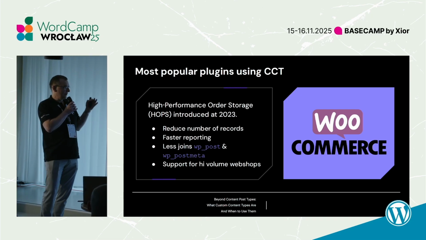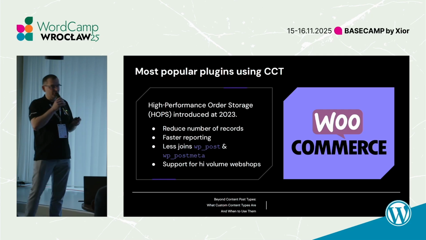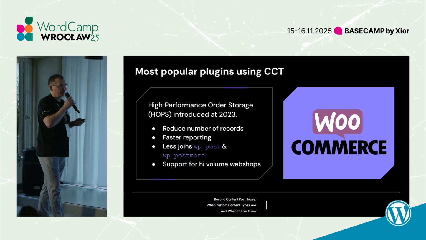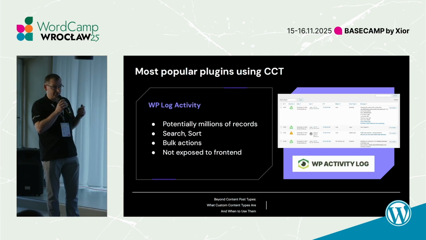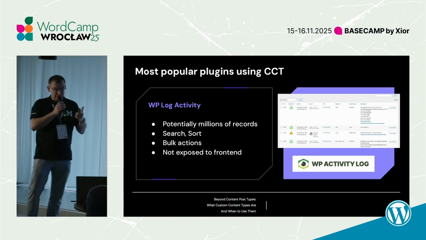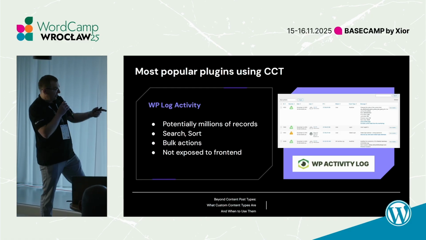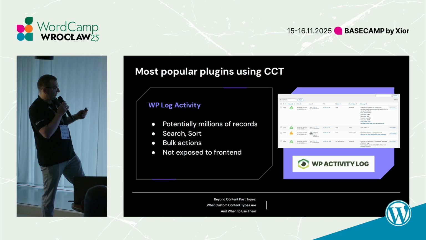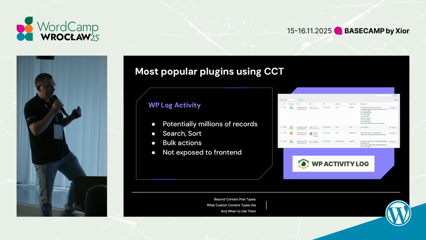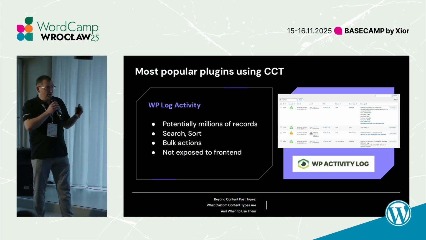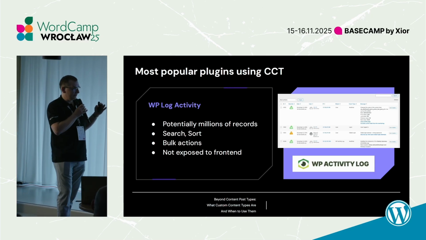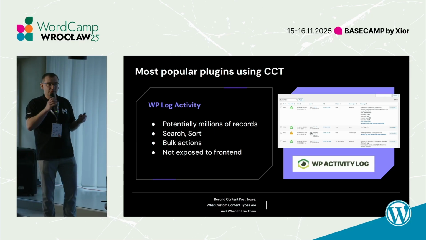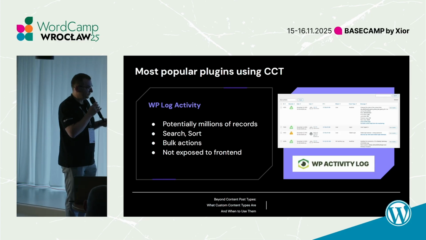So less joins, and generally it was support for high volume web shops. Another plugin which uses exactly the same functionality, so the custom table plus WP list table, is WP Activity Log. So potentially, if the website has high traffic, it will be millions of records. So it's a good place to use it. There is a search, sort, bulk actions, and no exposure to the front end.